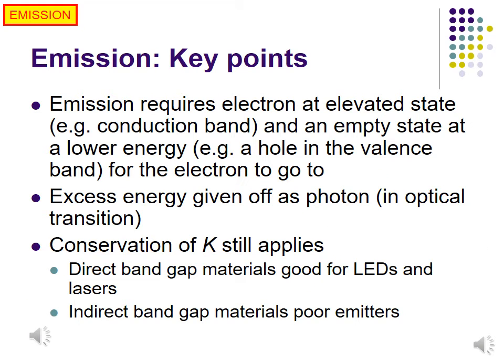The key points for emission. Emission happens when an electron at the conduction band, which is at a higher energy level, returns to the empty states in the valence band, which is at the lower energy level. The electrons will release energy during the transition from higher energy to low energy states in the form of a photon, which is called emission, while K is conserved. Direct gap materials are efficient emitters, which is suitable for devices such as LEDs and lasers, and indirect gap materials are poor emitters.